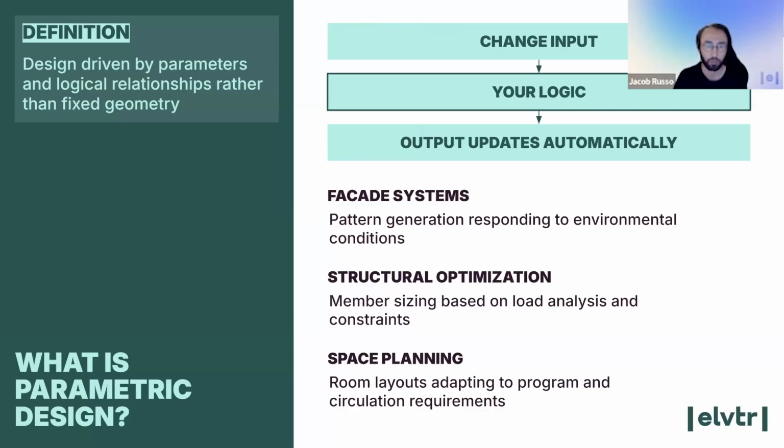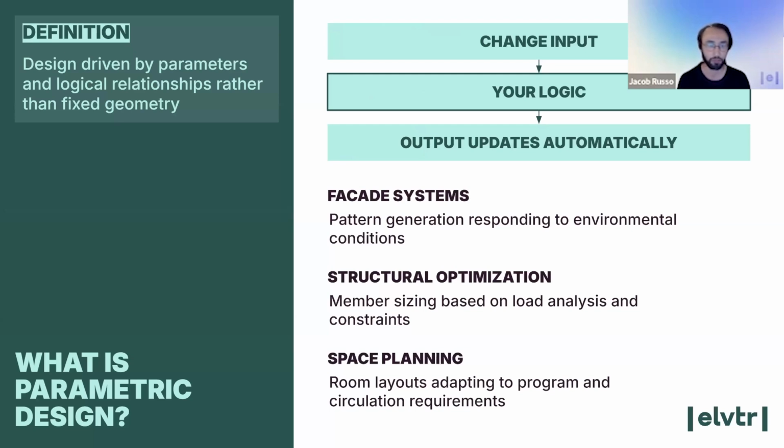So parametric design is fundamentally about relationships, not fixed geometry. Instead of drawing a specific rectangle, for example, you define the logic that creates rectangles based on parameters, so width, height, constraints. So when you change an input, maybe you have a site boundary or setback distance, that's something we'll see in the demo, then your logic automatically updates the output.